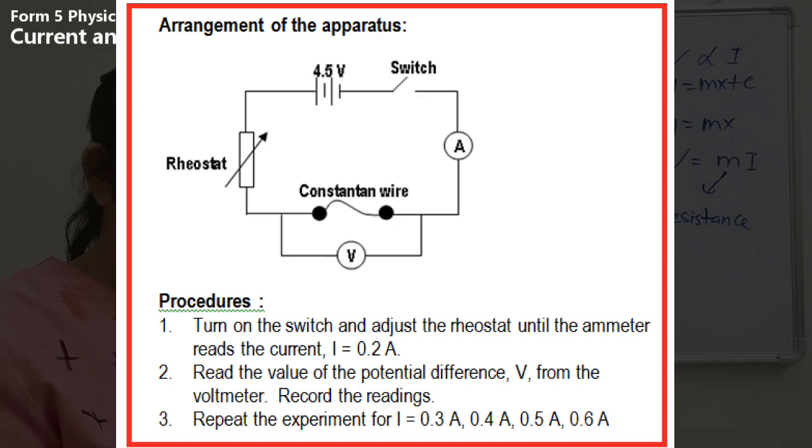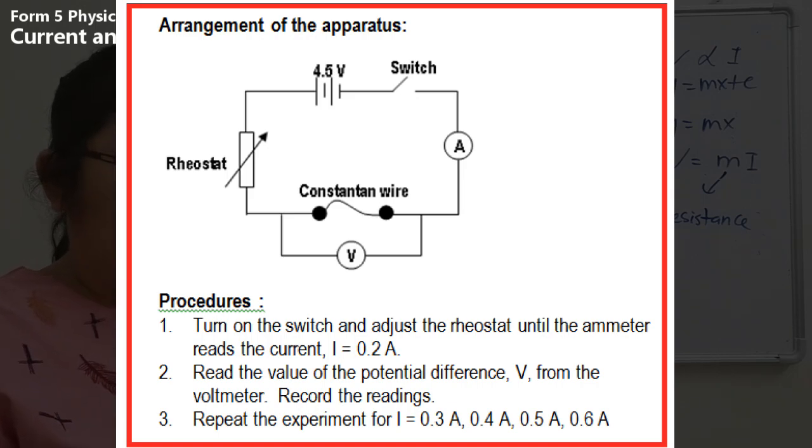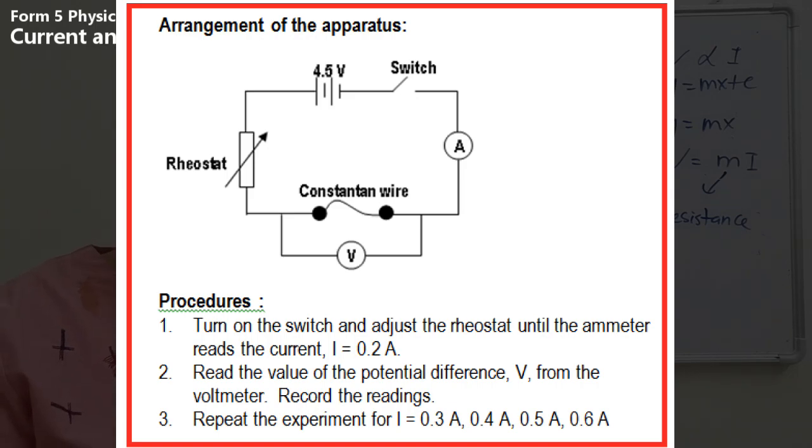Now number 2. Now you need to read the reading. Read the value of the potential difference from where? From the voltmeter. After that you record the readings. After that you just repeat. Because steps 1 and 2 actually finish one set already. So you repeat, adjusting your rheostat until the current is 0.3, 0.4, 0.5 and 0.6. So we finish one experiment. It is just simple, the procedure is just 3 or 4 sentences like this.